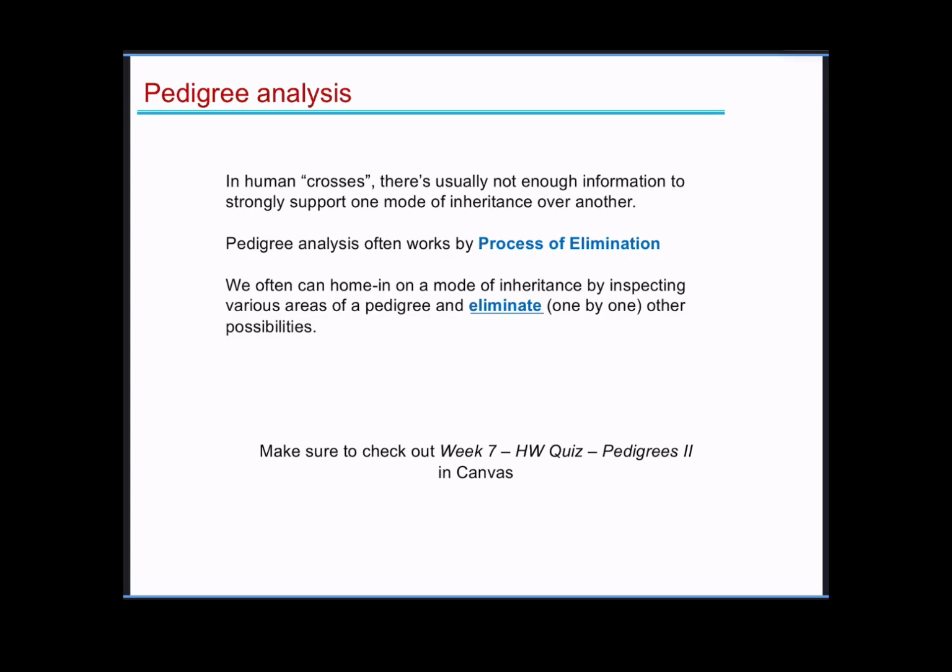There is, in Canvas, one of the homework quizzes called Pedigrees 2 that deals precisely with this issue of how we approach pedigrees as a stepwise process of elimination, by which we start ruling out certain things until we home in on a given mode of inheritance. Okay, so make sure to check it out.